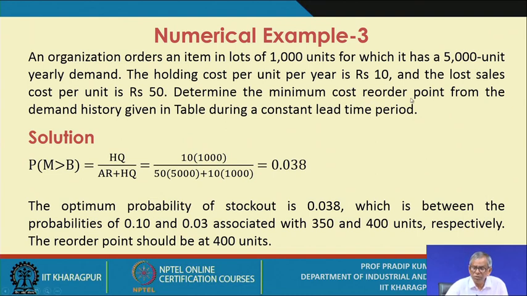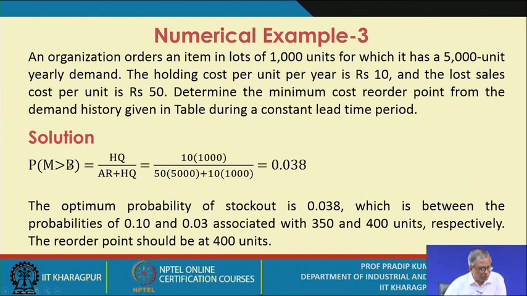Determine the minimum cost reorder point from the demand history given in the table. We will show you the table data during a constant lead time period. So we are in that domain, that is variable demand, constant lead time. So what is the solution?